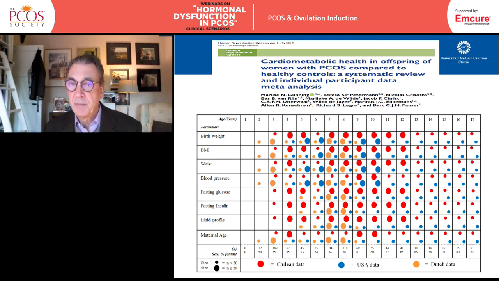This is the Sir Peterman group from Chile, and the Rickler Growth Group, again from the US. So we brought all the data together. You see, you have children all the way from 2 years of age to 17 years of age. We looked at the common features of the different studies. Again, pretty complex analysis, but you can see that regardless of age, already at a young age, both in girls and boys, we see subtle cardiometabolic abnormalities.